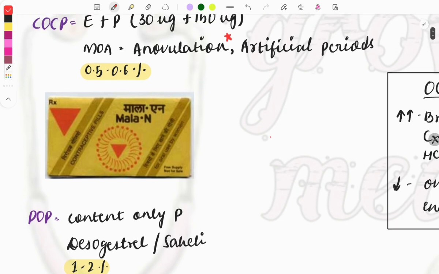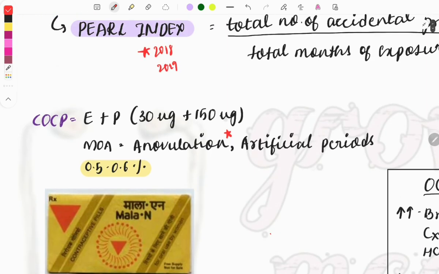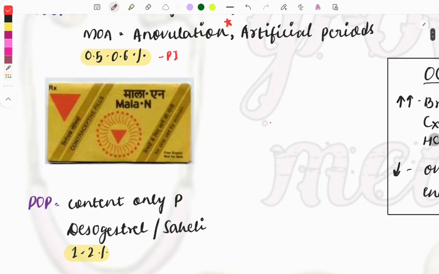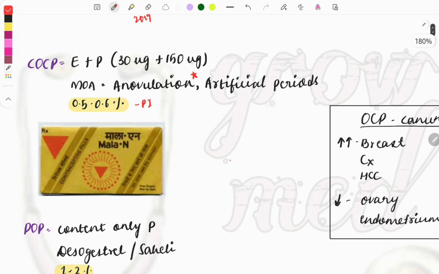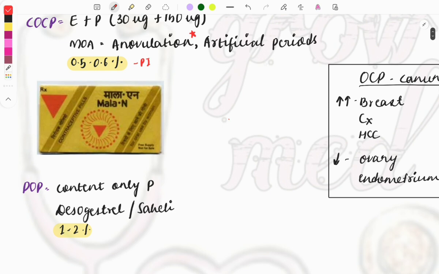The Pearl index, which I have written as a percentage and highlighted, for this one is 0.5 to 0.6%. This is the image of the contraceptive pill Mala N, which is a combination of estrogen and progesterone, and this is the dosage. The mechanism of action, you know, is anovulation.